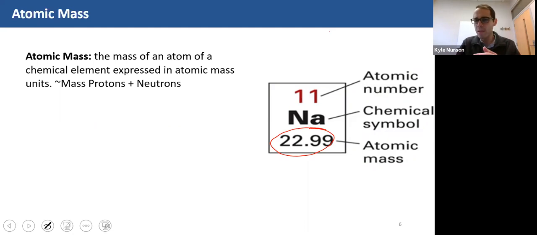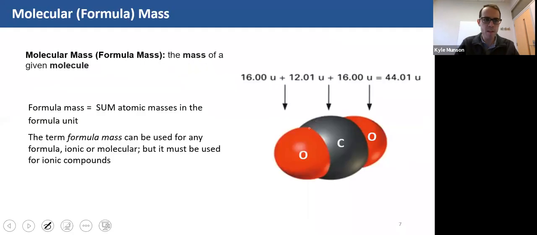So like I said, we've seen this before, and we're going to use that knowledge and the knowledge we learned in the last video to find the mass of molecules and ionic compounds. So molecular mass or formula mass is the mass of a given molecule. And how we calculate that: the formula mass is the sum of atomic masses in the formula unit, okay?